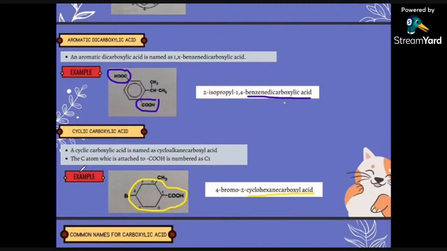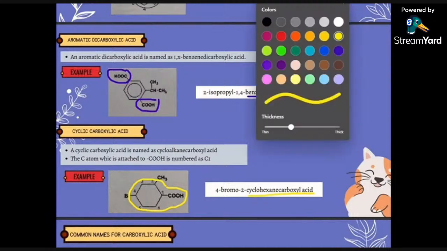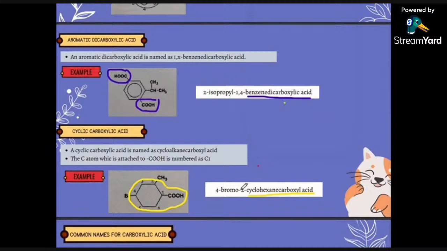Next, the carbon atom which is attached to COOH is numbered as C1. So, karbon yang bercantum dengan kumpulan berfungsi carboxylic acid akan menjadi karbon pertama dalam rantai terpanjang tersebut.